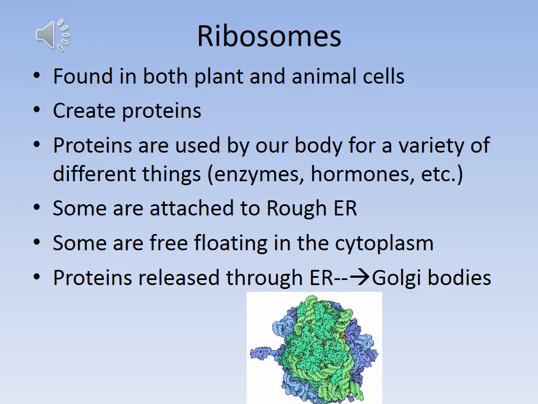Ribosomes can be found in both plant and animal cells. Their function is to create proteins that the cell can use for a variety of different things, such as creating enzymes and hormones that our body uses. Some are found attached to the rough endoplasmic reticulum, while others are found free-floating in the cytoplasm.